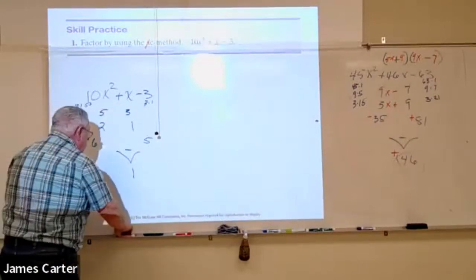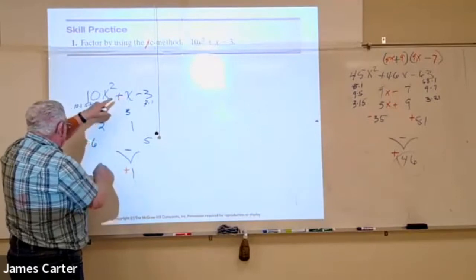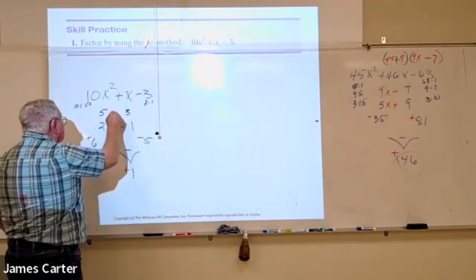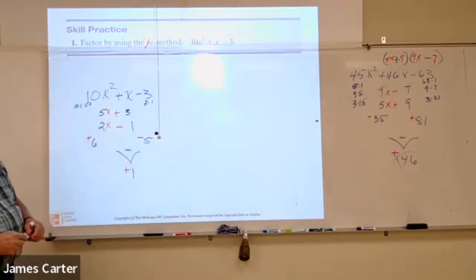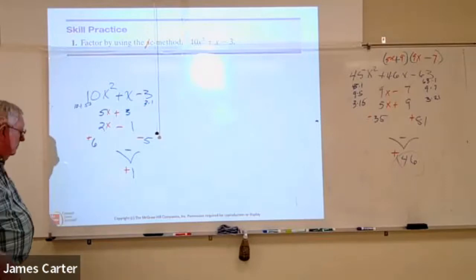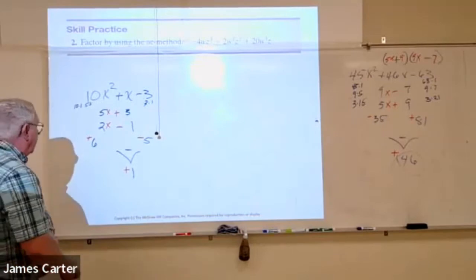Rule of signs. That 1 has to be positive. So the biggest is positive, the littlest is negative. Here go the signs, put in the variables. Now we've got this one.